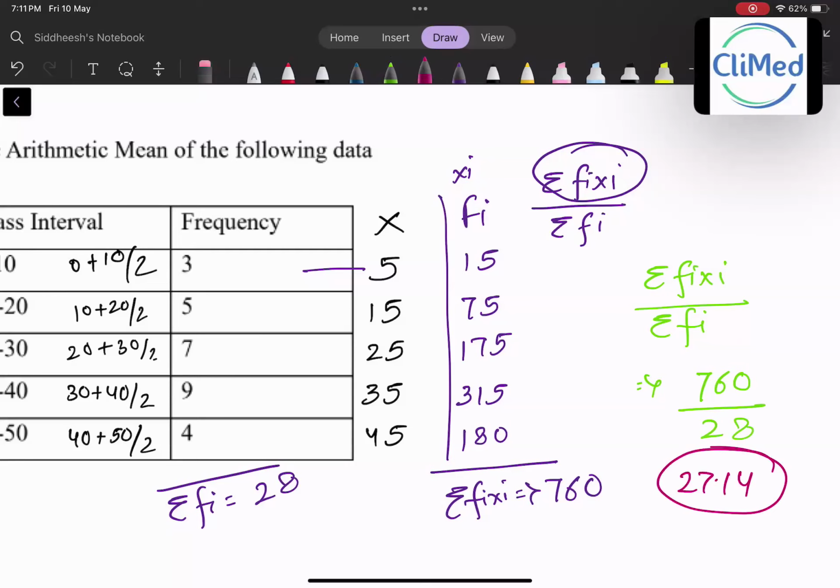Perfectly fine. So do we have any doubts? Anyone? Any doubts? No? All clear? Okay, let me open.